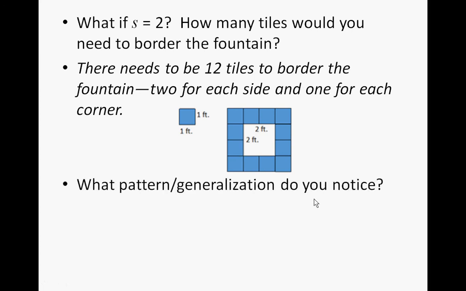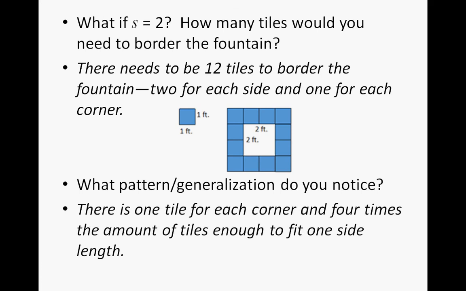What pattern or generalization do you notice between these two diagrams? Well, there is 1 tile for each corner and 4 times the amount of tiles enough to fit one side length.